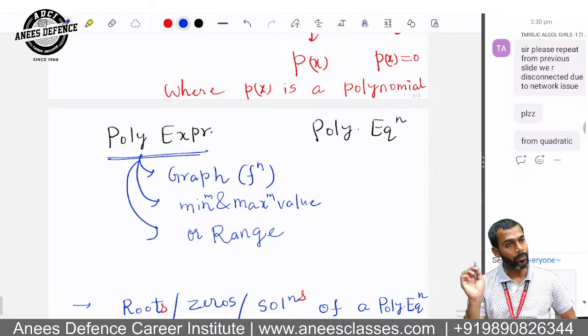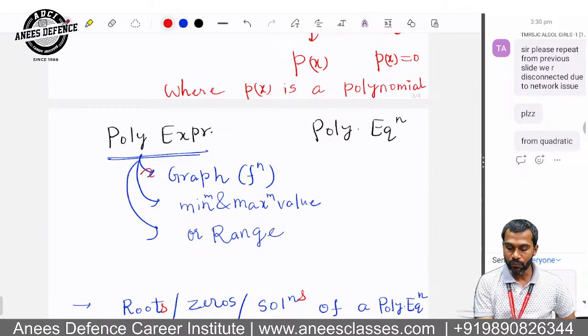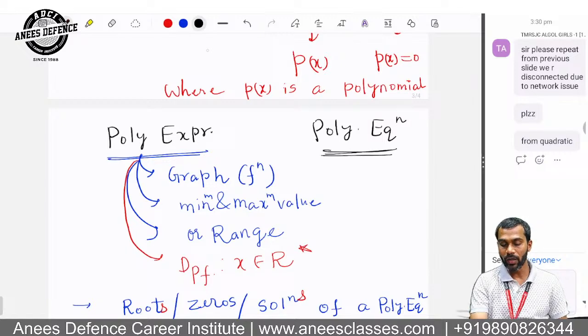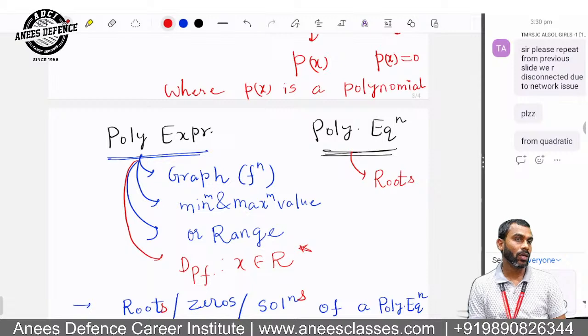And by default, always remember the domain of the polynomial function. Domain of a polynomial function will always be x belongs to R, all real numbers. This is very important. And on the other hand, we have polynomial equation. It will have roots. Yes or no? It will have roots. Yes or no?